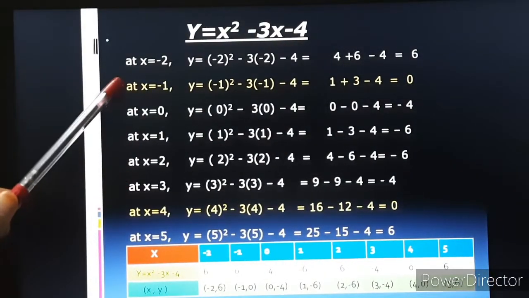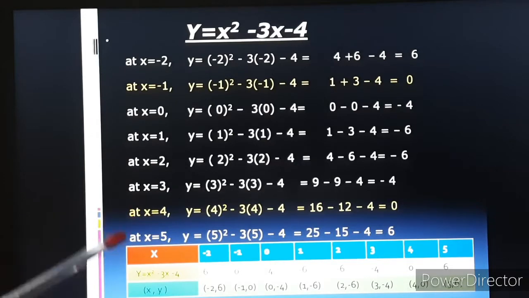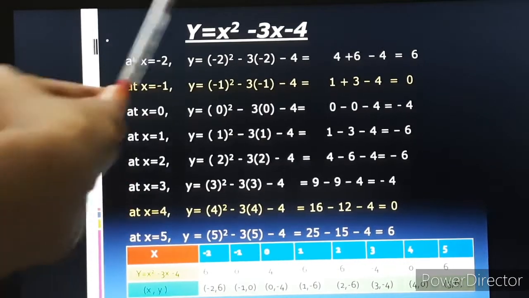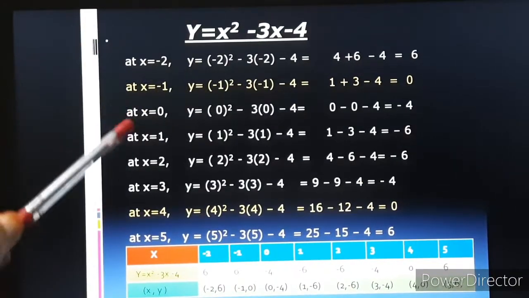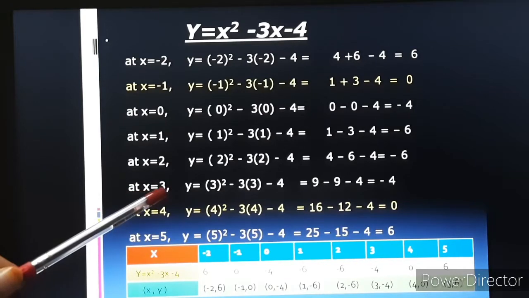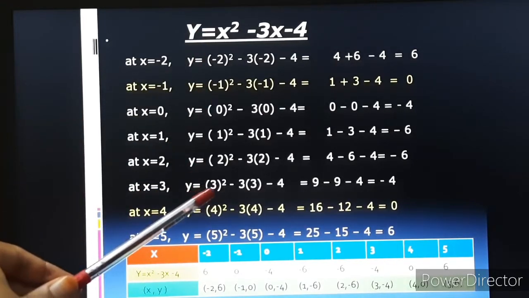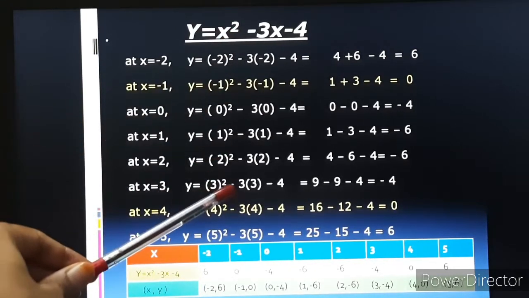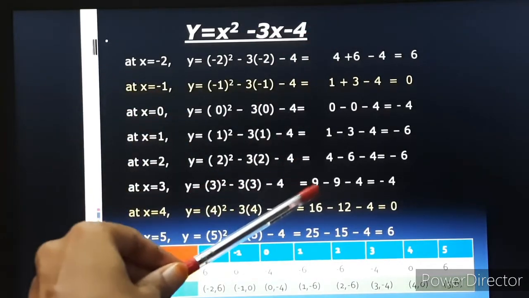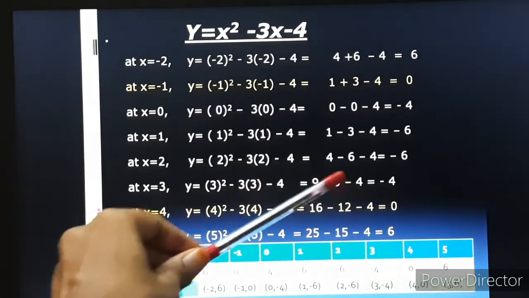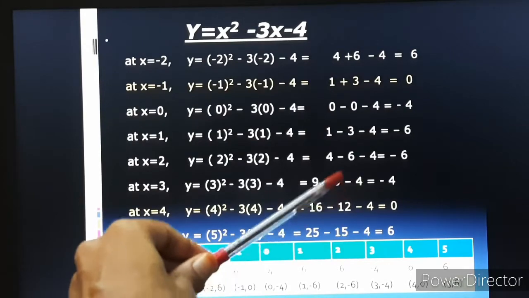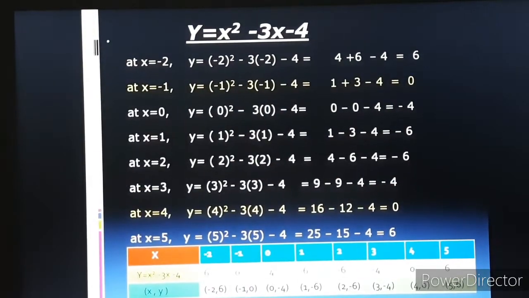Same like that, you have to substitute all the x coordinate values in the given polynomial, right? Okay, I'll take x is equal to 3. I'll explain one more. x is equal to 3. So, y is equal to 3 square minus 3 into 3 minus 4. 3 square is 9. 3 3s are 9 minus 4. So, 9 minus 9 becomes 0. What remains? Minus 4.